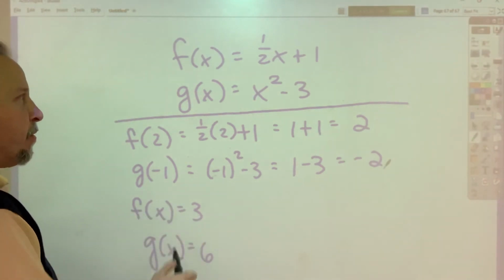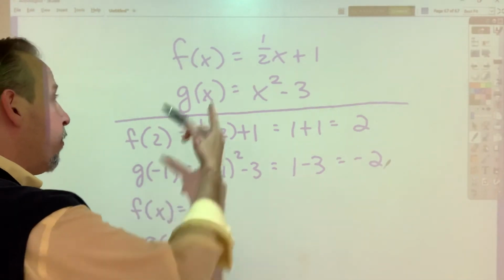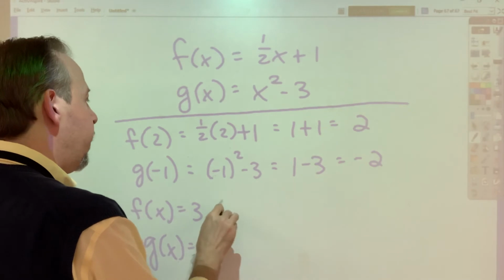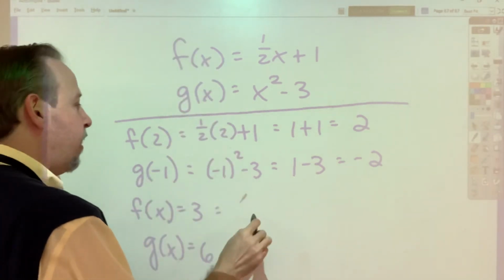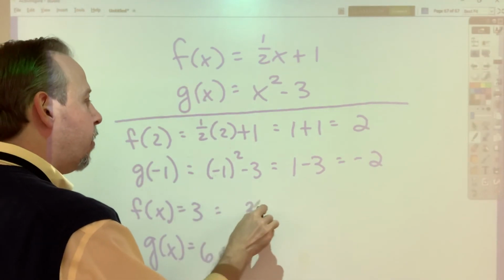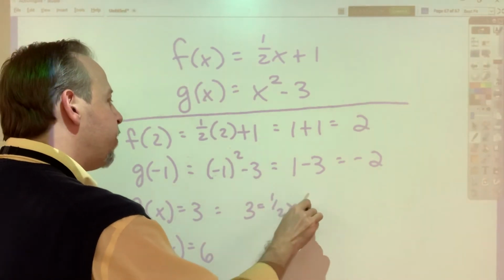F of x equals 3. So we have f of x is 3. So 3 equals half x plus 1.